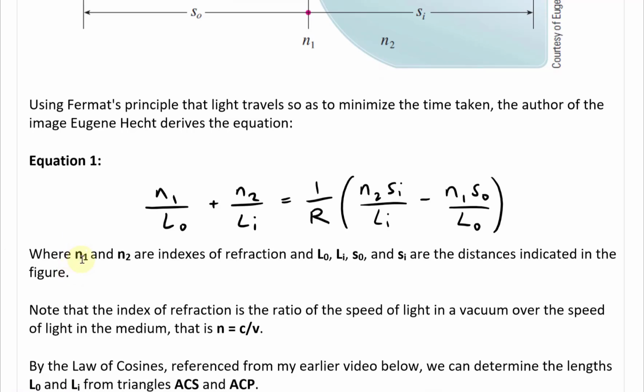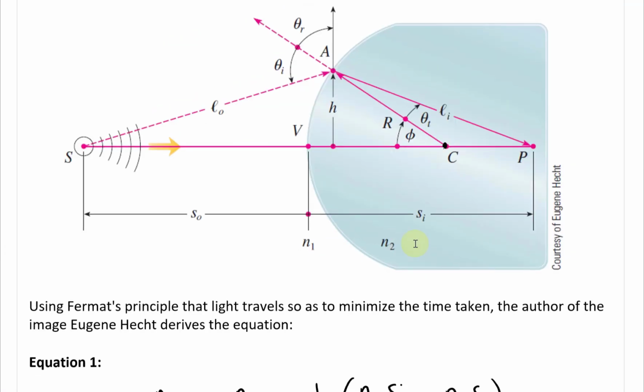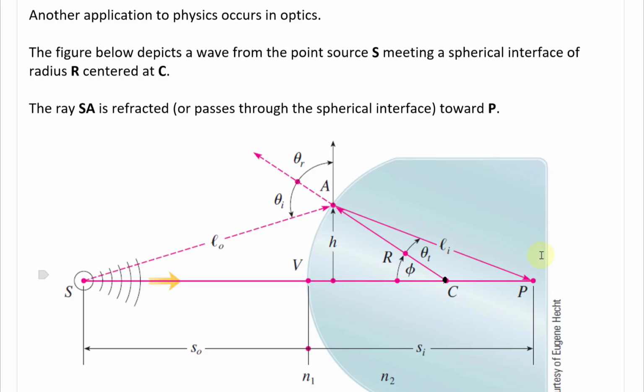But so where n1 and n2 are indexes of refraction, or indices for plural. Indices of refraction, and L0, Li, S0, and Si are the distances indicated in the figure. So we have this distance, Si, from P to this external point right there at the spherical interface. S0 is from the source to this point V. And then you have Li from P to the point A. Then you have L0 from S to A, like that.